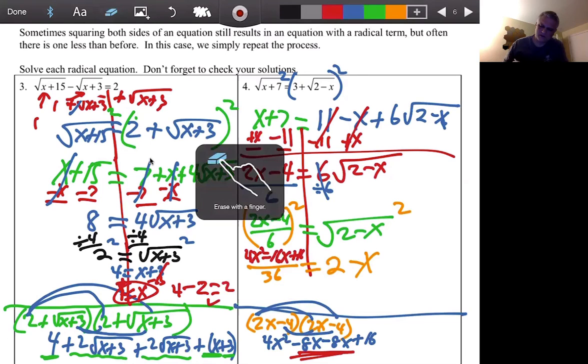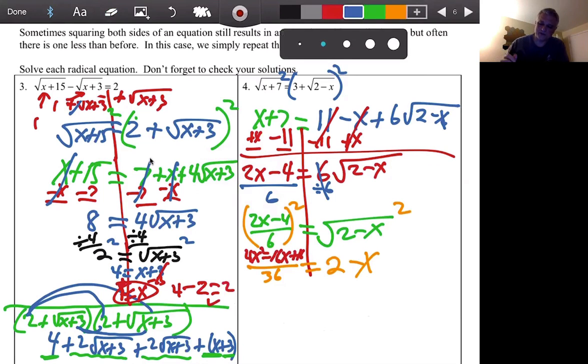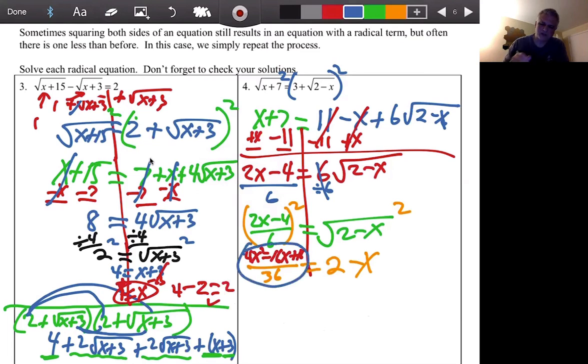Woo-wee. Well, this one's a little bit more fun than the other one was. Okay, so check out what we got to do. We have a fraction here. Don't want that. I want to clear that fraction, so I'm going to multiply both sides by 36.